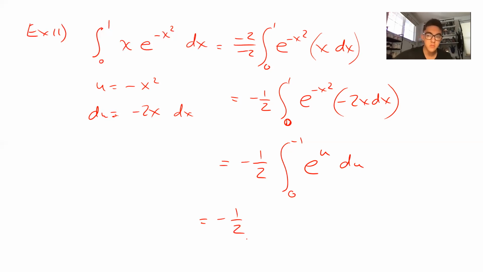Okay. The antiderivative of e to the u is e to the u plus 1 over u.